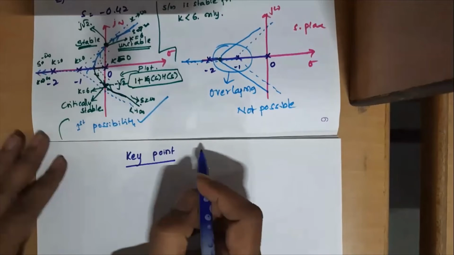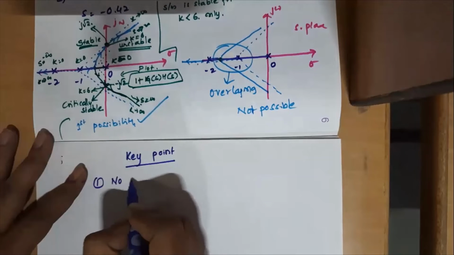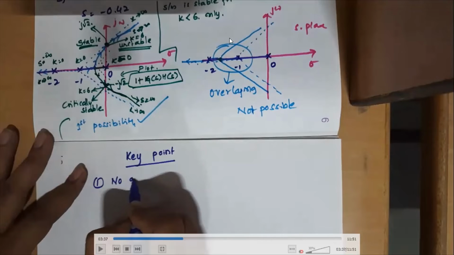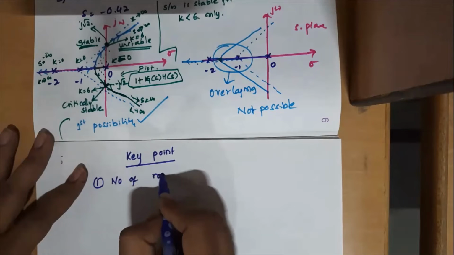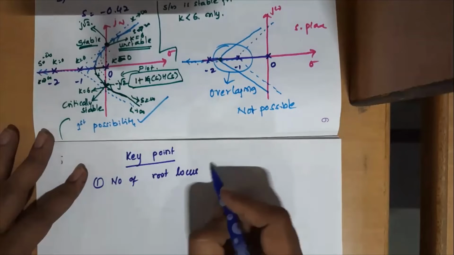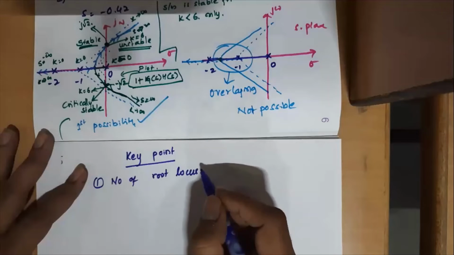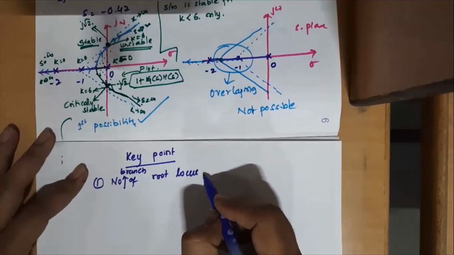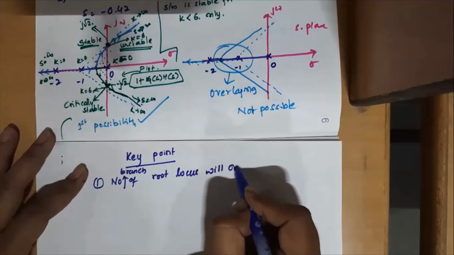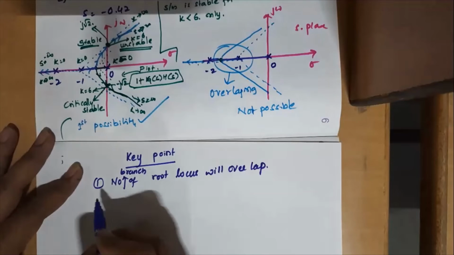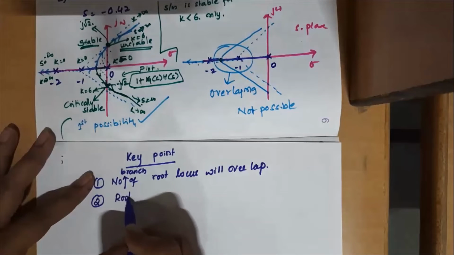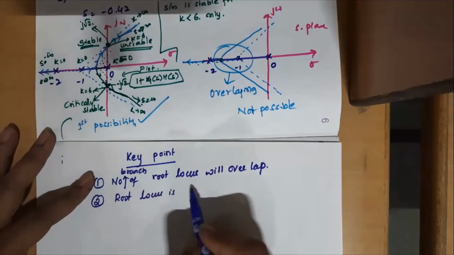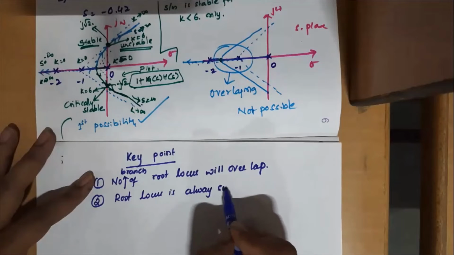Some key points we have to remember. The one who asked about overlapping, you can compare these two diagrams. Here there is no overlap, but here there is an overlap with the second breakaway option. The key point here is that no branches of root locus will overlap. And the second key point is that root locus is always symmetrical.